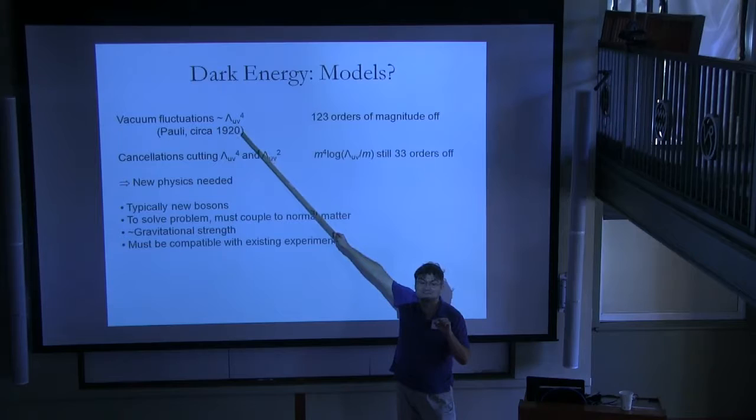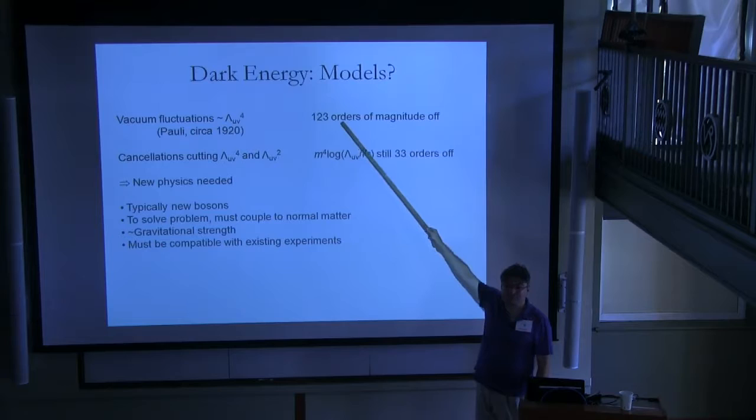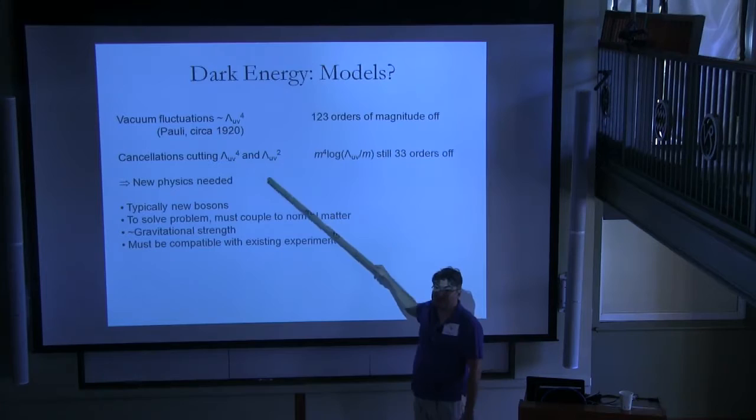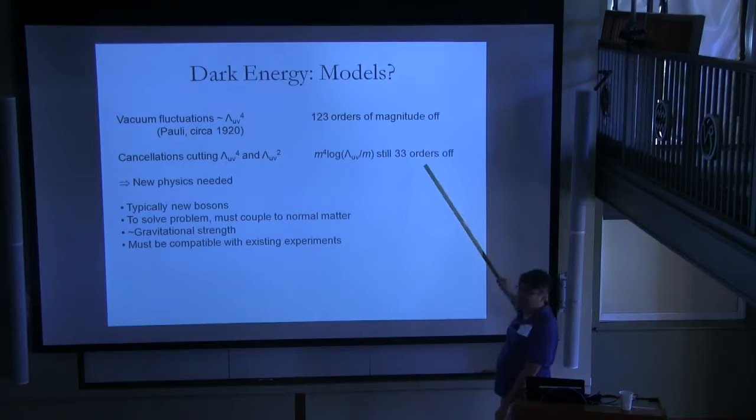Since then, we have done better by a factor of 2, but we're still 123 orders of magnitude off. If you're optimistic, you can say that all the cutoff scale to the 4 and even the quadratic terms cancel, as they do in supersymmetry, but you're still stuck with this divergence, and we're 33 orders of magnitude off.